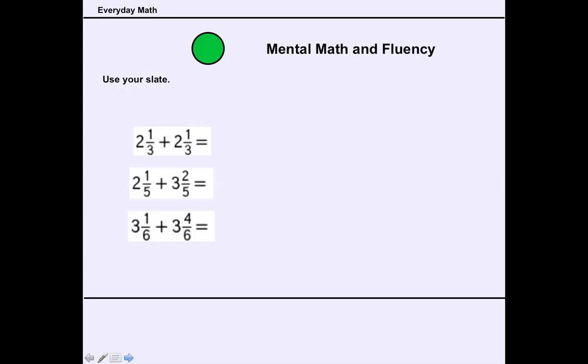Okay, let's look at the solutions. 2 1/3 plus 2 1/3, 2 plus 2 is 4. 1/3 plus 1/3 is 2/3, so our answer is 4 2/3. 2 1/5 plus 3 2/5, 2 plus 3 is 5. 1/5 plus 2/5 is 3/5, so our answer is 5 3/5. And then for the last one, 3 plus 3 is 6. 1/6 plus 4/6 is 5/6, so our answer is 6 5/6. Let's move on to the next slide.